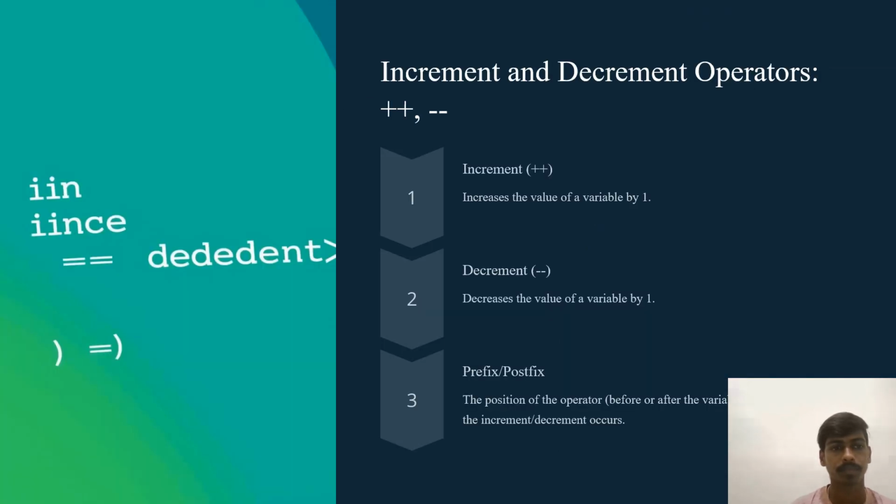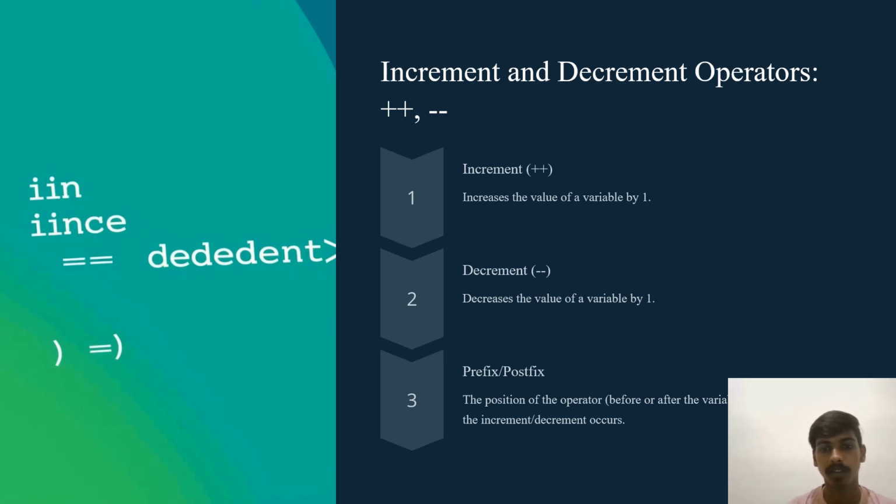Increment and decrement operators. Here we can see the increment. The first one is increment, the second is decrement, and the third is prefix and postfix. In the first, increment, you can see two addition symbols. That's called the increment. It increases the value of a variable by one. When the two plus symbols are added, we should know that the increment operator is added here, and then we can increase the value of the variable by one.